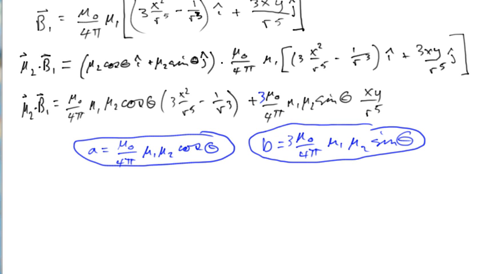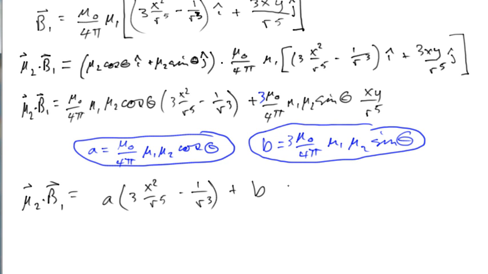And then I can write this expression for mu2 dot b1 more simply as a times 3x squared over r to the fifth minus 1 over r to the third, plus b times xy over r to the fifth.